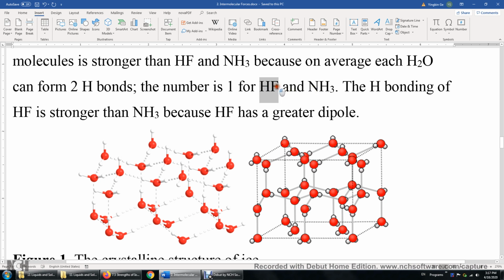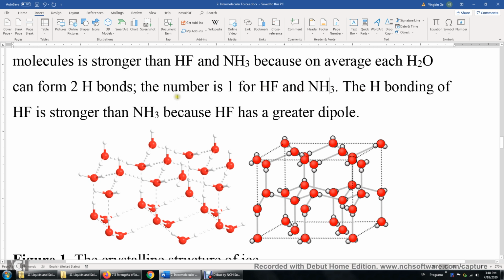So over here, you learned the concept of limiting reagent. In HF molecule, the limiting reagent is hydrogen regarding the formation of hydrogen bonds. Over here, the limiting reagent is the lone pair electrons, again regarding the formation of hydrogen bonds. So this is why water has stronger hydrogen bonding than hydrogen fluoride and ammonia. And water has a higher boiling point than hydrogen fluoride and ammonia.